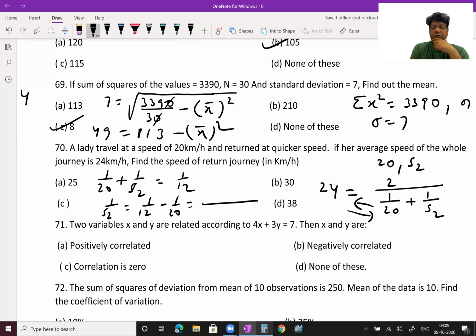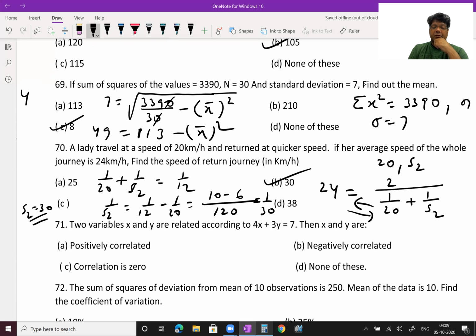That is equal to LCM. LCM will be 120. So it became 4 by 120. Sorry, this is equal to 4 by 120, that is 1 by 30. So 1 by S2 is equal to 1 by 30, which means S2 is equal to 30.